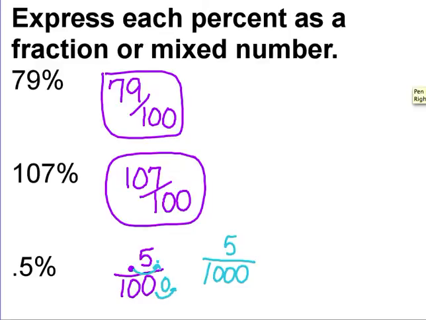What do I do now? Reduce. What goes into both of those numbers? 5. 5 goes into 5 once, and 5 goes into 1,000 200 times. So 1 over 200 is your answer. Questions? Ready to move on?